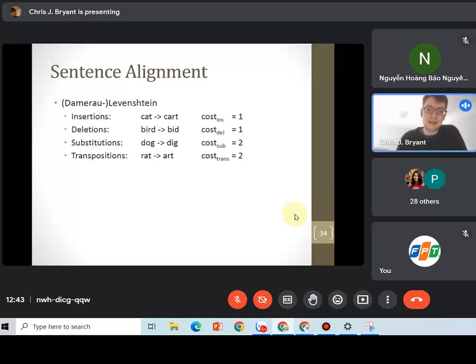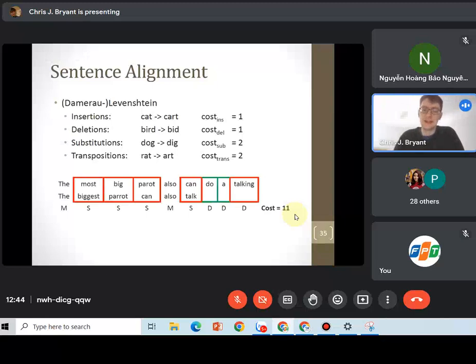So if we wanted to change cat to cart, we would insert an R, and the cost would be 1. If we wanted to delete a word, a character, that would also be a cost of 1. If we wanted to replace a character, then there's a cost of 2, because it's effectively an insertion and a deletion. And if we wanted to reorder 2 characters, that's another cost of 2. And if you use this framework, you can then calculate different ways of aligning these sentences.